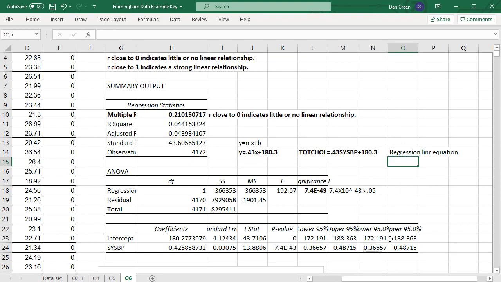And if our model was significant here, then we would use this regression equation in order to predict values. So since our model is not significant, we won't be using this regression equation for any predictions.